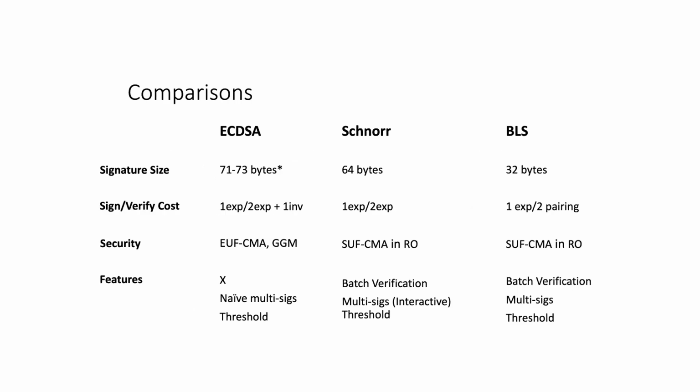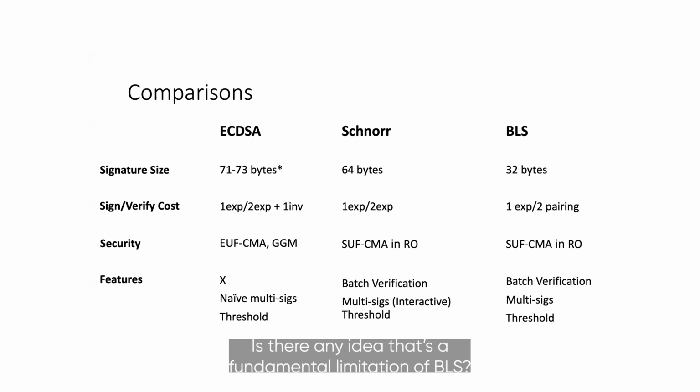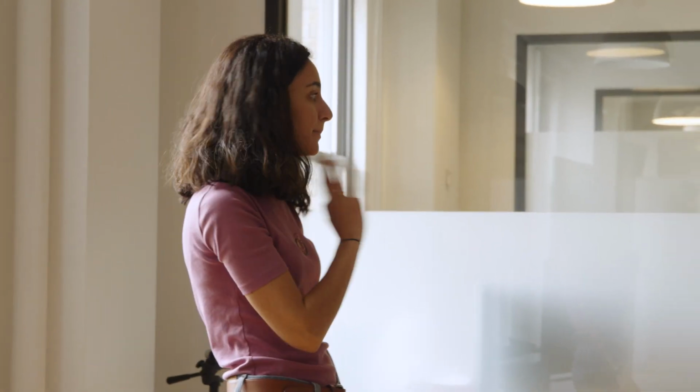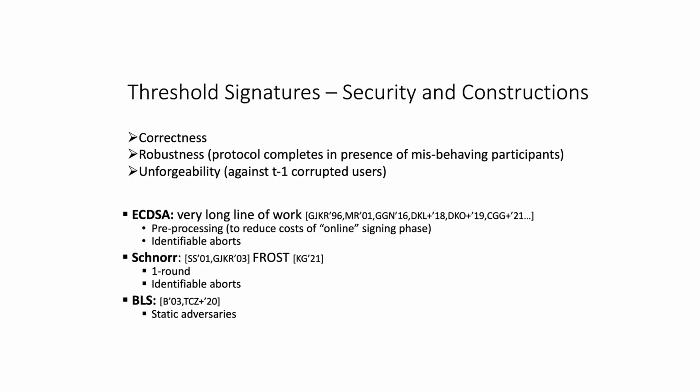And again, I have this table to summarize the properties that we discussed, without, of course, having all the caveats on the security models and so on under the radar. Is there any idea if that's a fundamental limitation of BLS? I'm not aware of any impossibility results, but I'm also not aware of any proof in the adaptive model. That's a good point. And this was actually recently, like a 2020 paper, it's not a very old work. I might just not remember.